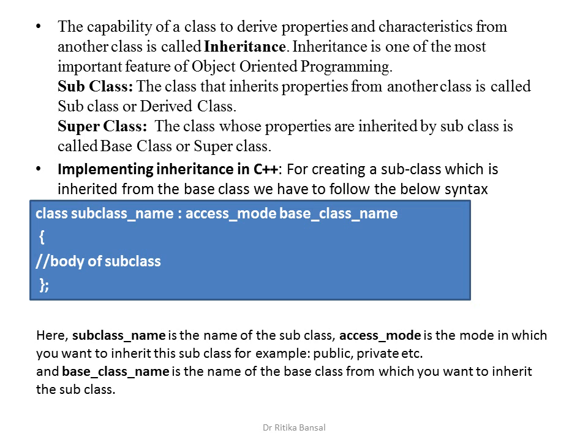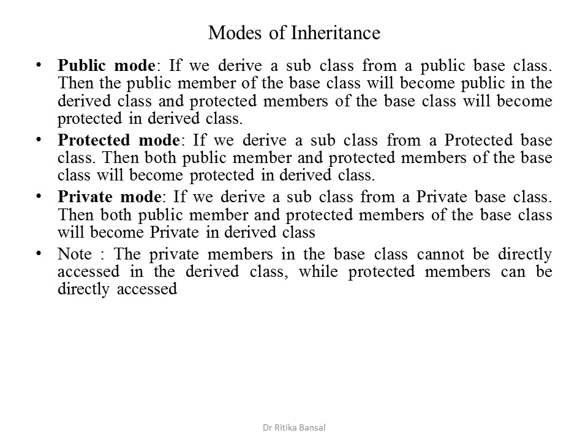Here, access modes can be public, private or protected. There are three types of access modes: public, private and protected. By default it's private. Now, three modes of inheritance.